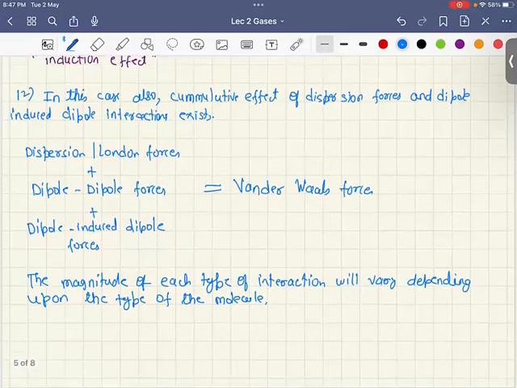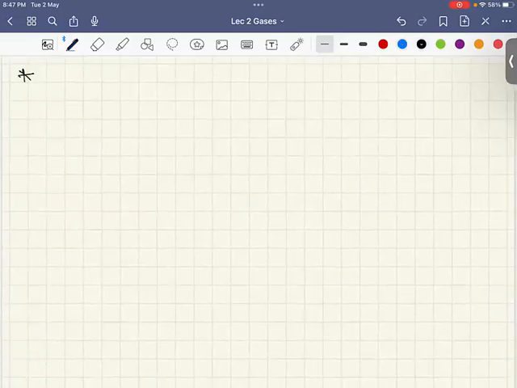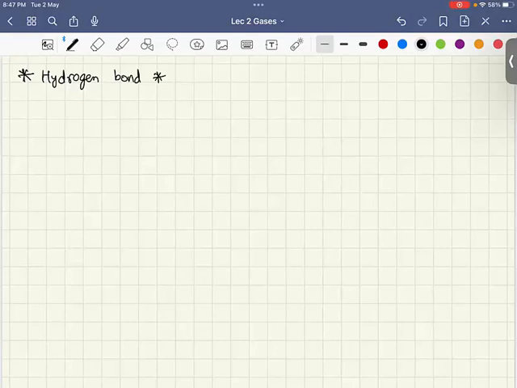The next force which we are going to study, next and last, is hydrogen bond. So hydrogen bond is a special case of dipole-dipole interaction when a hydrogen atom is bound to atoms of highly electronegative elements such as fluorine, oxygen, or nitrogen. The hydrogen atom forms a weak bond with the electronegative atom of the other molecule. This weak bond is called hydrogen bond.